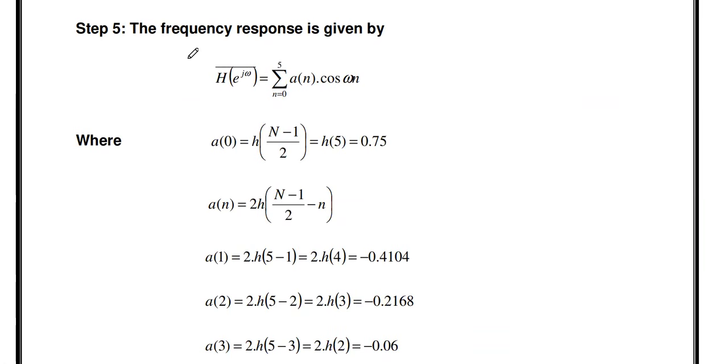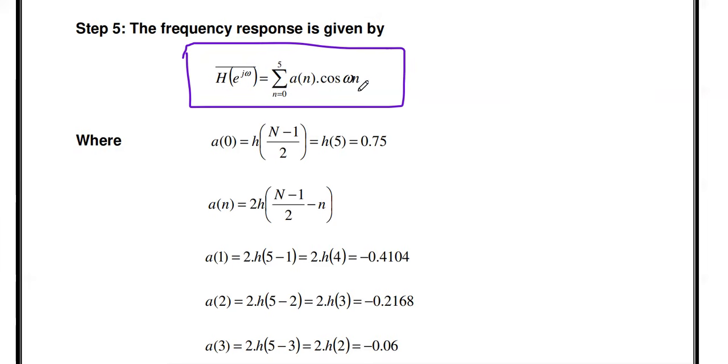Our given filter is a symmetric filter with capital N equal to 11, that is odd. Odd means this is type 1. So for the type 1 filter, the frequency response is given by H of e power j omega equal to, as you already know, the sum for n equal to 0 to (N minus 1) by 2 of a of n cos omega n. And here a of 0 and a of n are calculated using this formula.